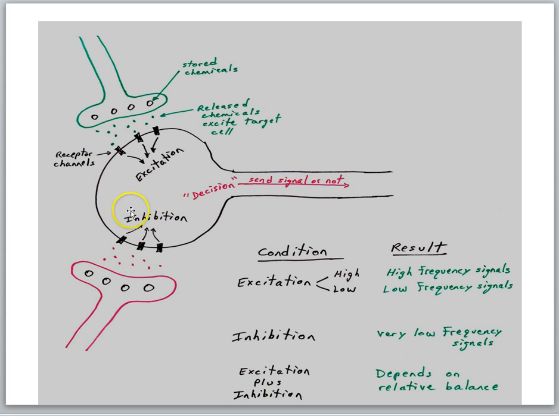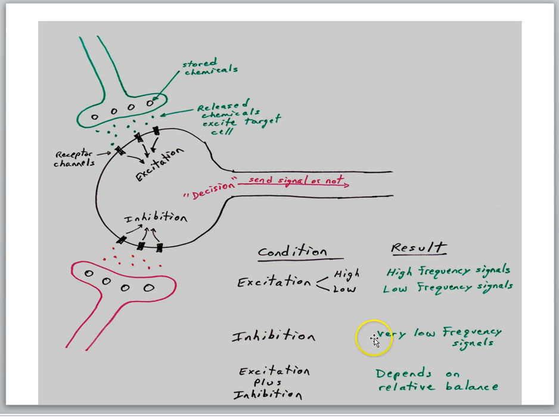So there's a battle between the excitation and the inhibition here. The inhibition can cancel out the excitation, in which case the target cell will not generate a response. But if the excitation overwhelms the inhibition, then the target cell will make a response. If the inhibition overwhelms the excitation, the target cell will stay quiet. So here we see the conditions and the results here for, if the excitation is high, you get high frequency signals in the target cell. If it's low, low frequency signals, or maybe none at all if it doesn't reach threshold.